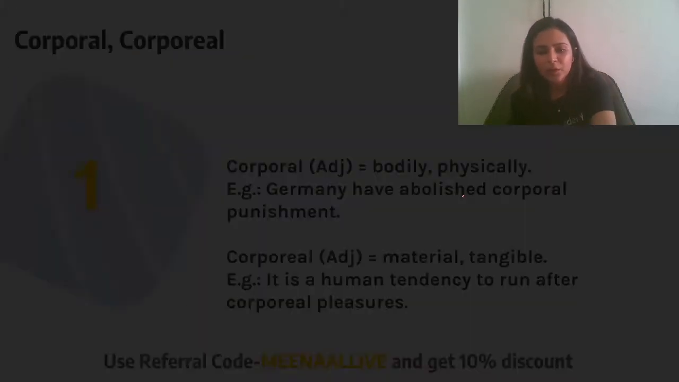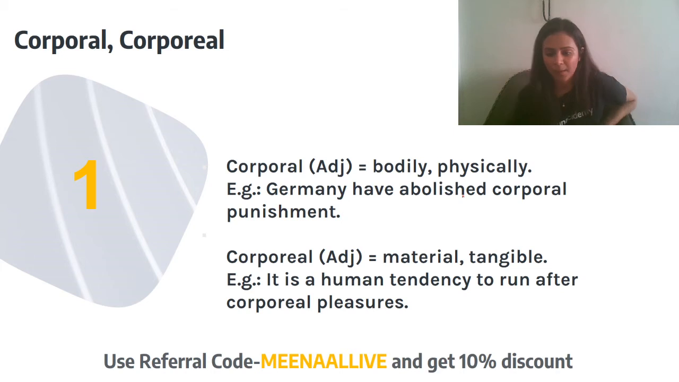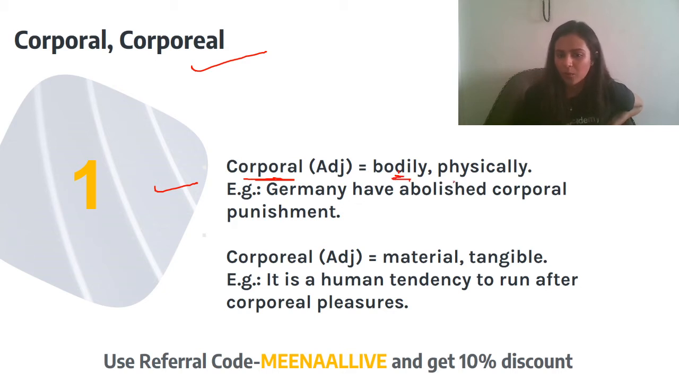Okay, let's move forward and look at a few examples. The first one is corporal and corporeal. Right? Their pronunciation is slightly similar, isn't it? Let's look at what it means. If we talk about corporal, corporal is an adjective. You can also use it as a noun, which has a different meaning. If we talk about the adjective, it means bodily or physically, something related to.